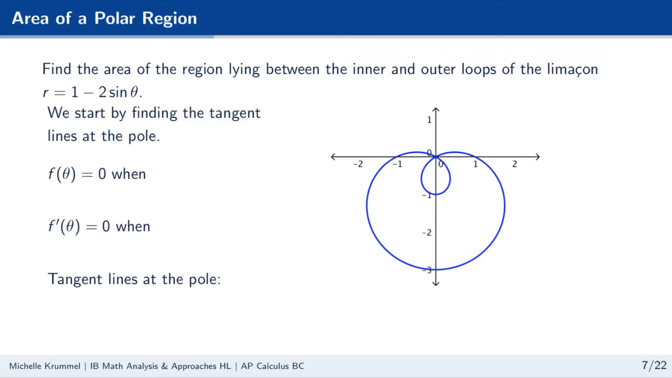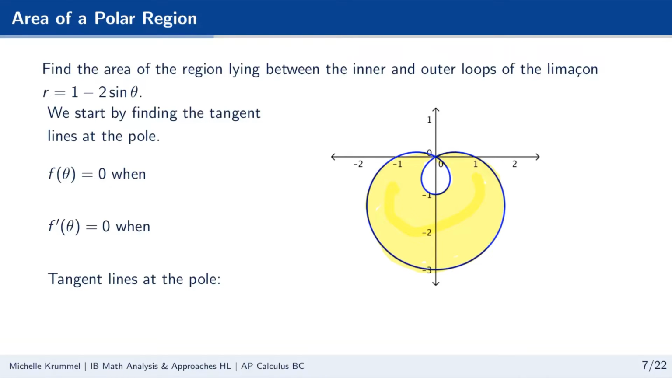For our next example, we want to find the area of the region between the inner and outer loops of the limacon r equals 1 minus 2 sine theta. The area in between the inner loop and the outer loop. So that would be this area here. And this graph is symmetric, so we don't necessarily have to use an interval that's going to give us the entire thing. We might be able to get away with just finding half of the area and multiplying by 2 like we did in the last problem.